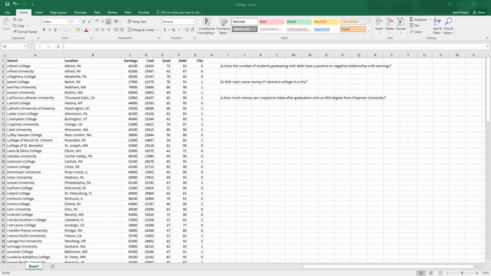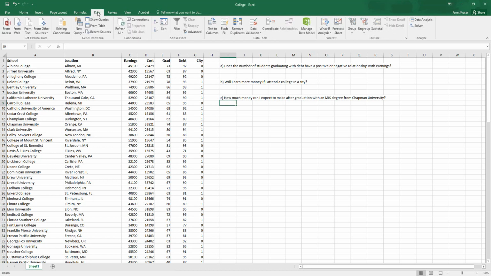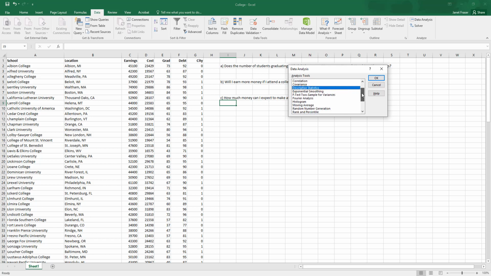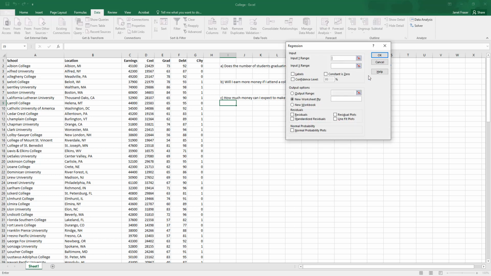So we're going to build a model, and we're going to predict earnings after graduation using the cost, grad, debt, and city independent variables. To do this, we're going to go to Data, Data Analysis, and then go down to Regression. If you don't have that Data Analysis button popping up in Excel, you can go to File, Options, and then you can manage your add-ins there.